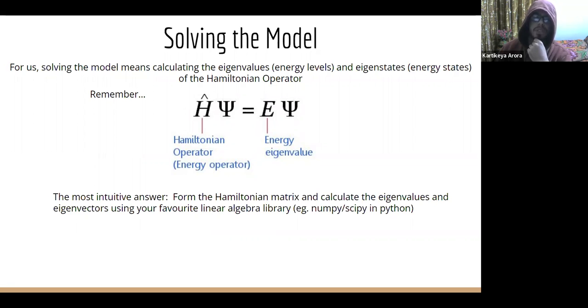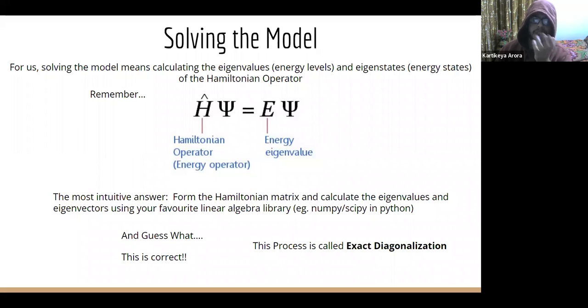So now the most intuitive answer here would be that we form the Hamiltonian matrix using the algorithm or the procedure that I just showed, using those Pauli matrices and Kronecker product and things like that, and calculate its eigenvalues and eigenvectors using our favorite linear algebra library. For example, NumPy or SciPy for those of you who use Python. And this is correct. And this method of solving the model is known as exact diagonalization.